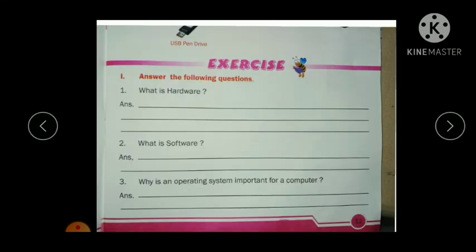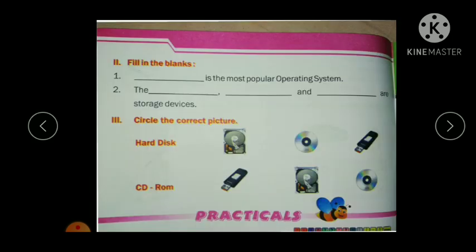Some exercises are given. Answer the following questions. What is hardware? We already learned what is hardware and what is software, so refer to the textbook and write the answer. Why is an operating system important for a computer? That is also given in your textbook. Refer to the textbook and write the answer with a pencil.